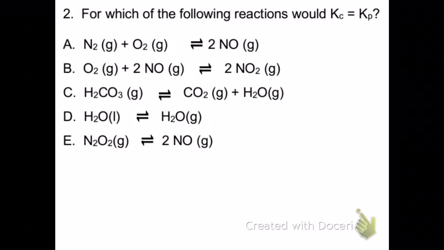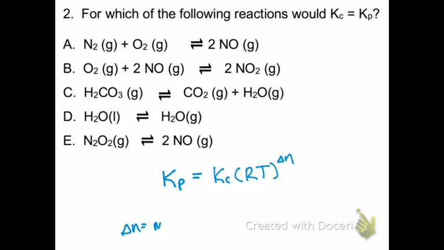In which of these would Kc equal Kp? So the relationship between Kc and Kp is Kp, the equilibrium constant with respect to partial pressures, is equal to Kc times R, the gas constant, T, the temperature, to the delta N. And remember, delta N is equal to the moles of gas in the products minus the moles of gas in the reactants.